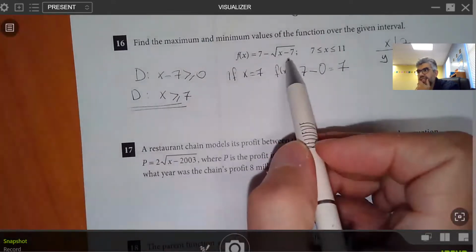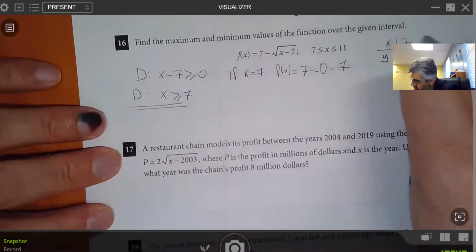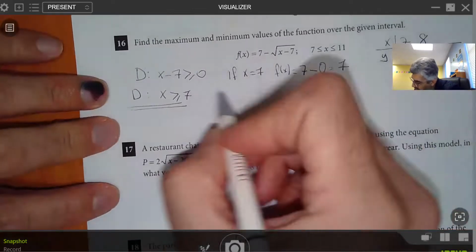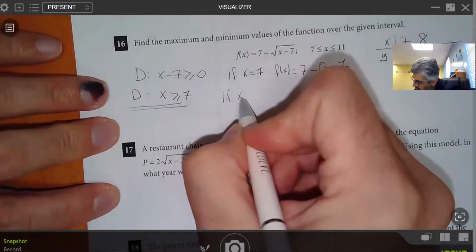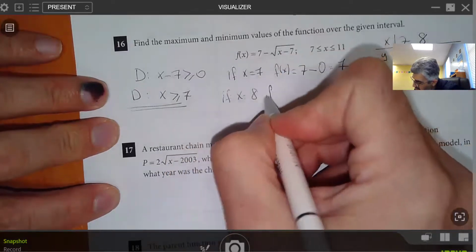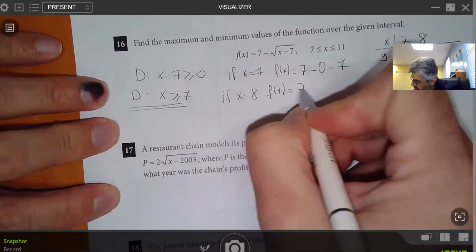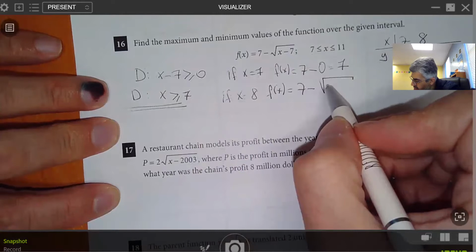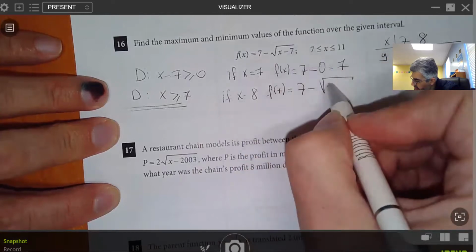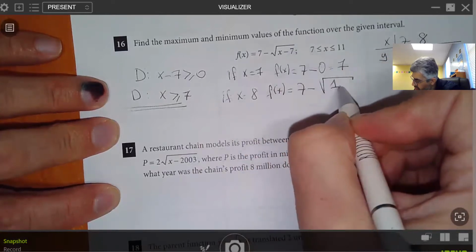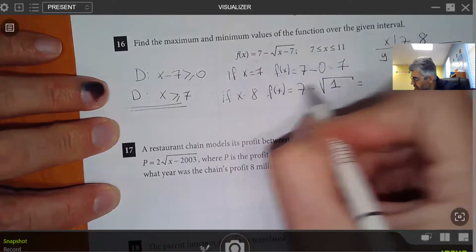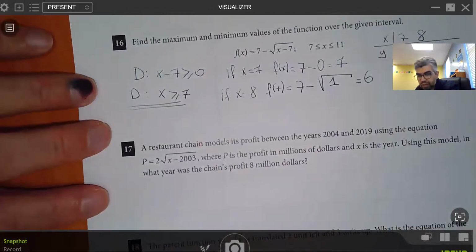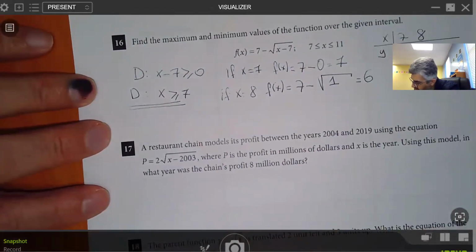To get an integer square root, I can pick the next value as 8, because 8 minus 7 will be 1. If x is 8, the function value is 7 minus the square root of 8 minus 7, which is 1. 7 minus 1 is 6.